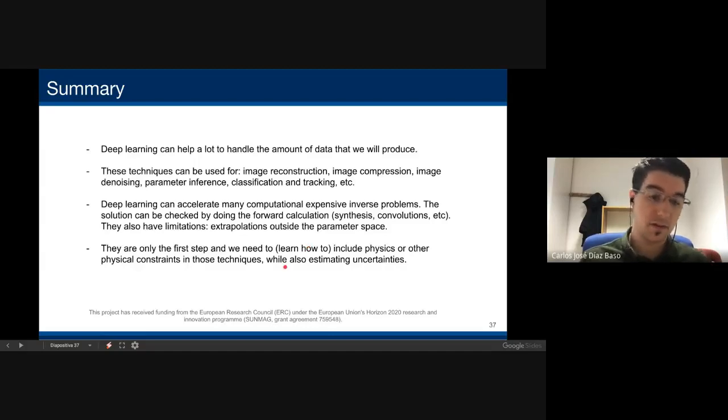And in my opinion, many of those examples are just the first step. We need to learn how to include more physics, or at least physical constraints, in those techniques, so we can not only improve the performance of these techniques, but also get some physical information and physical insights from them, while also estimating uncertainties. That is very, very important, where we are just inferring quantities from observations.